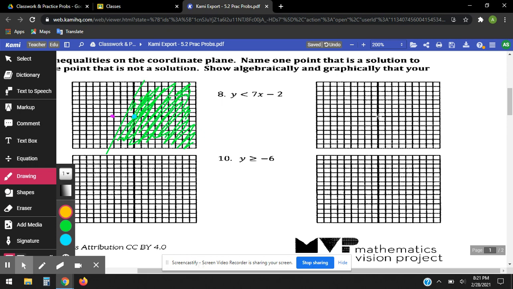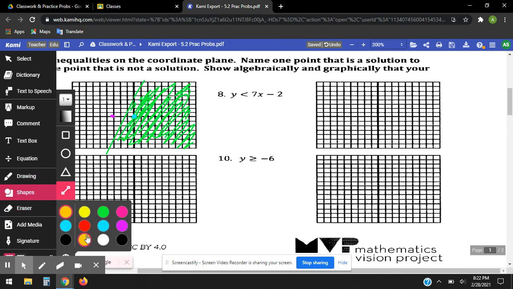Okay, so y is less than 7x minus 2. So I'm going to go down to negative 2, and then I have to go up 7 over 1. 1, 2, 3, 4, 5, 6, 7 over 1. Oh my goodness, I forgot to do my line. Just drew. Did a pretty straight line though, gotta admit. Let's do the yellow here. All right, try that again.